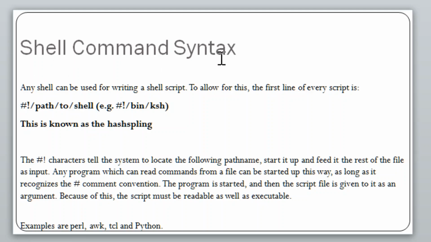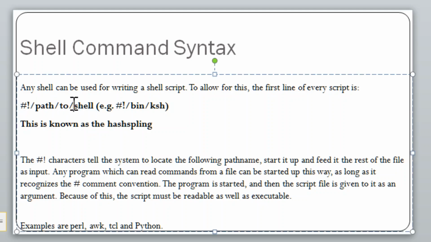So we're going to talk about the syntax for the shell command. Any shell can be used for writing a shell script. To allow for this, the first line of every script is hashtag or pound, exclamation point, and then the path to the shell, okay? So this is the shebang, also known as the hash-bang, okay? The pound, exclamation point characters tell the system to locate the following path name, start it up, and feed it the rest of the file as input.